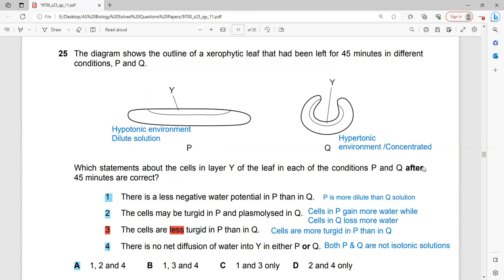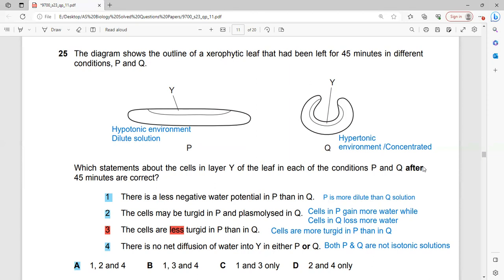The cells may be turgid in P and plasmolyzed in Q. So in P they are turgid, and plasmolysis is visible in Q because it's shrinking. So that is the correct statement. The reason is that P is present in a dilute solution and Q is present in a concentrated solution. Now the option, the cells are less turgid in P than Q. But actually, the cells are more turgid in P as compared to Q. Why? Because water is moving from outside to the inside more in P as compared to Q.